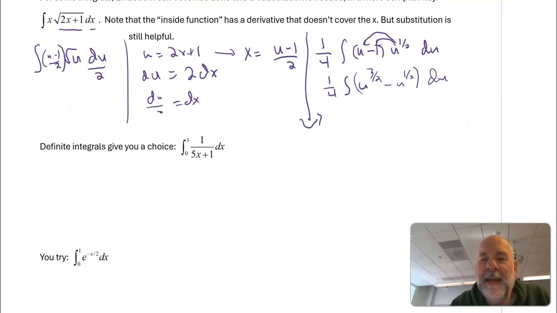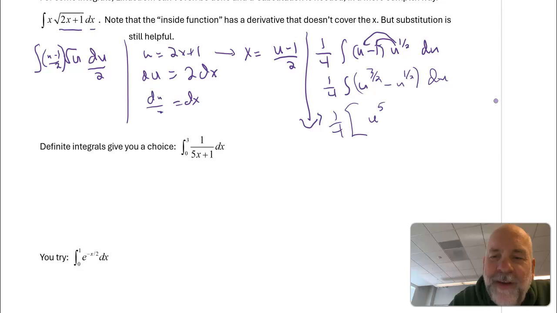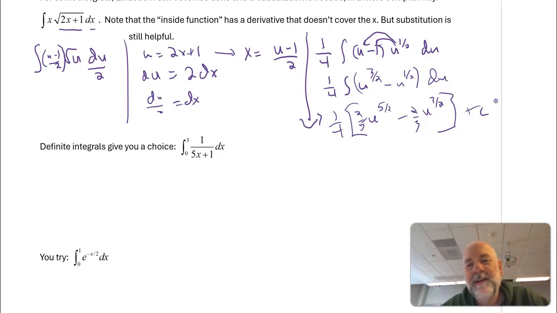All right, and so now I got this, and now it's all set to anti-differentiate. So it's 1/4 times u to the 5/2 with a 2/5 in front, minus u to the 3/2 with a 2/3 in front, plus c. You could distribute that if you wanted to. I'm just going to leave it as is. But the one thing you have to do is put the x's back in. That would be required. So I might as well distribute it.